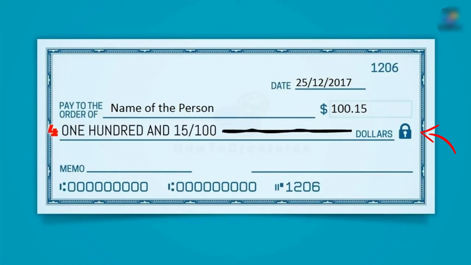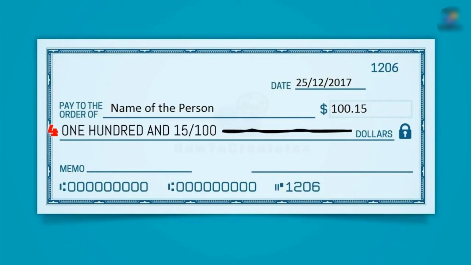The fourth step is writing the amount in words. This line is located just below the payee name. Take your time and write the full amount in capital letters, because capital letters are harder to change or alter. This written amount is considered the official amount of the check. That means if there is ever a difference between the numbers you wrote in the box and the words you write on the line, the bank will legally follow the amount written in words.